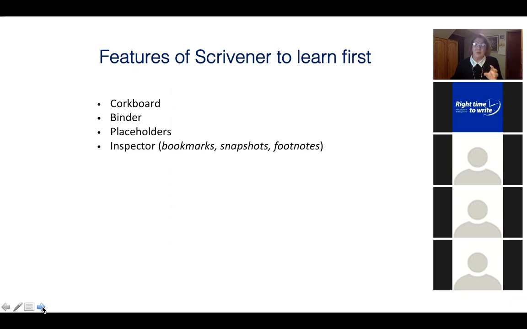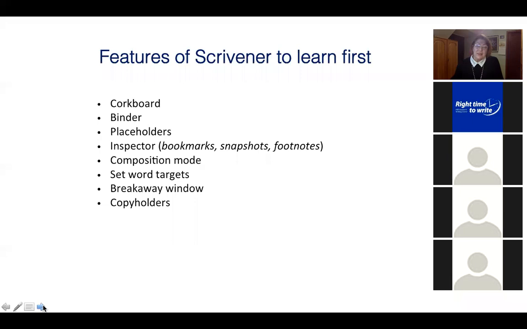Then the inspector, which is on the right side of the main area, right? And you've already seen it, yeah? And then the composition mode, we'll show you that. Then how to set the word targets. This is also an important feature of Scrivener. Breakaway windows. I'll show you the screenshot I've prepared for you. Then copy holders, and this is a function of Scrivener. Then labels, and we'll return to them very briefly now.